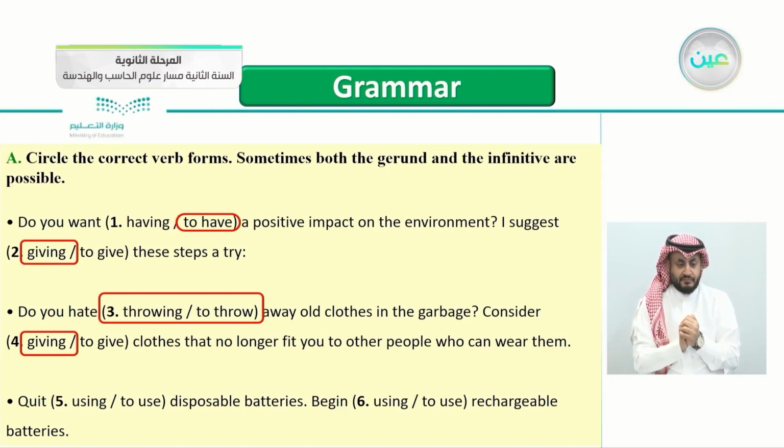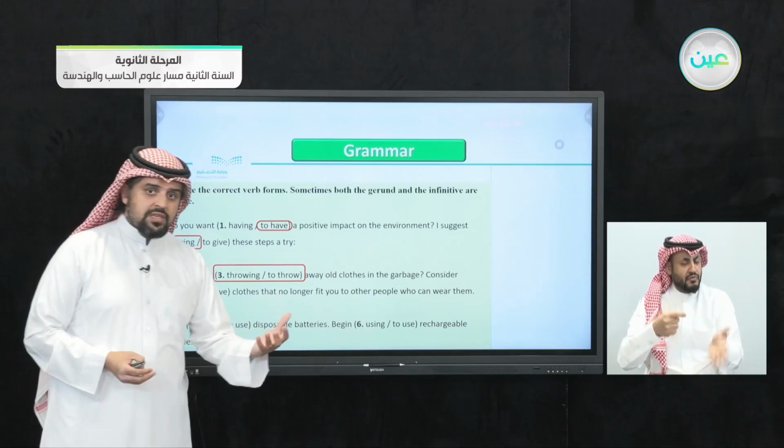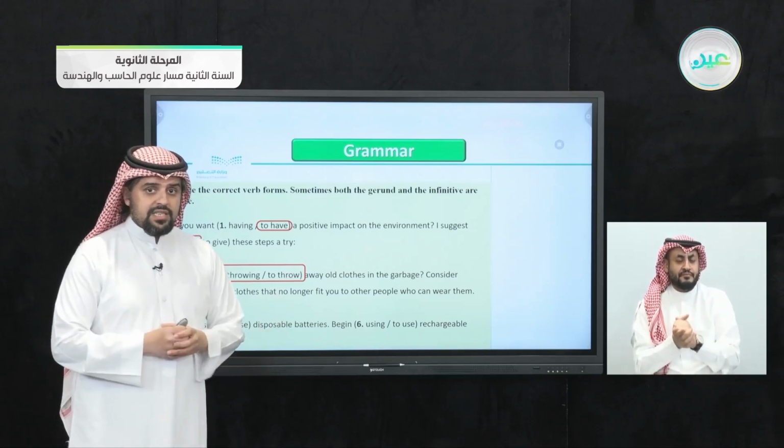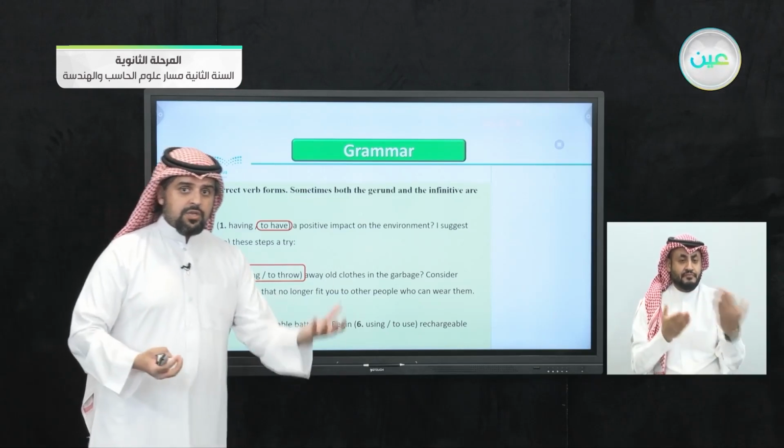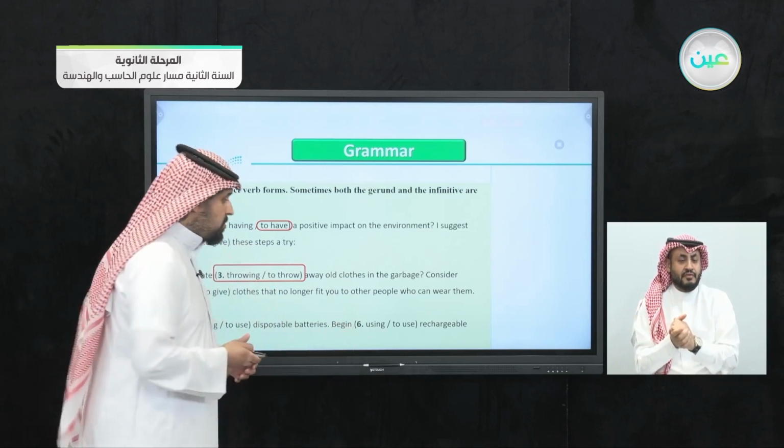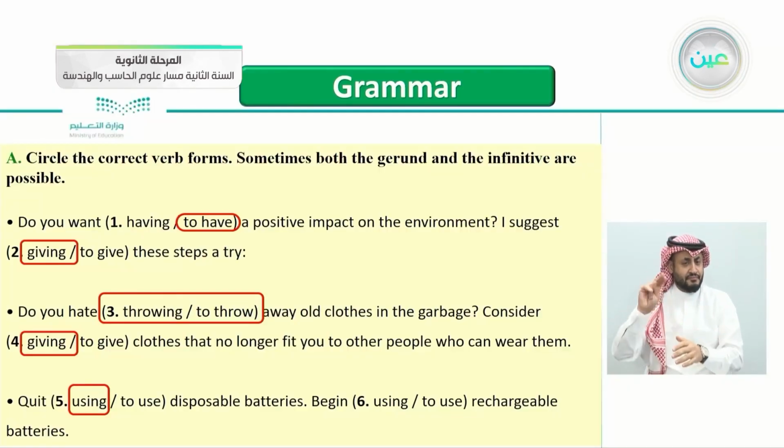The verb quit, using or to use disposable batteries. So do we say quit using or quit to use disposable batteries? I think this is an easy one here. Of course, we say quit using. Quit using disposable batteries. Continuing here, begin using or to use rechargeable batteries. So the word quit takes a gerund.